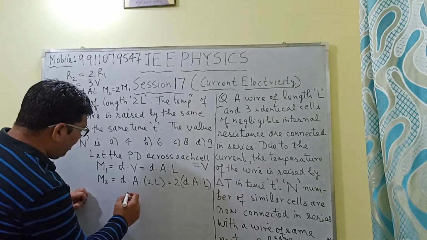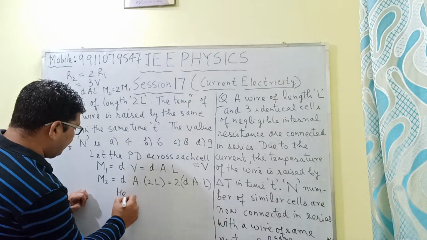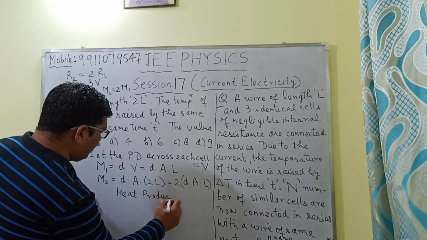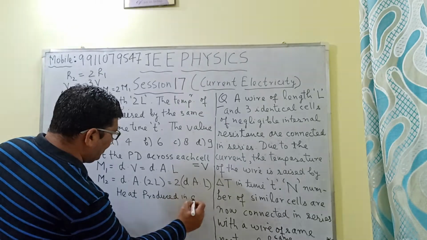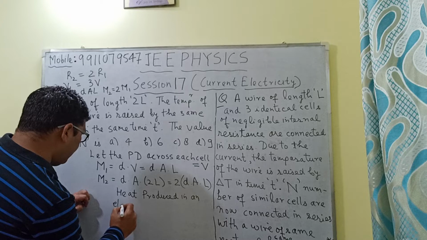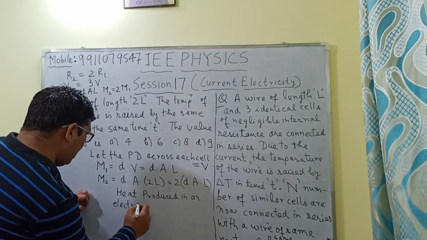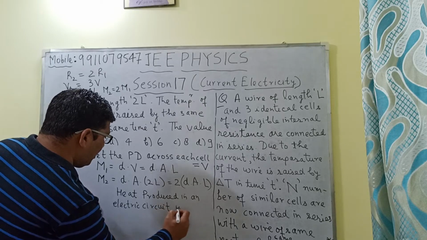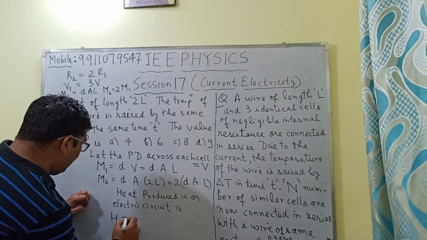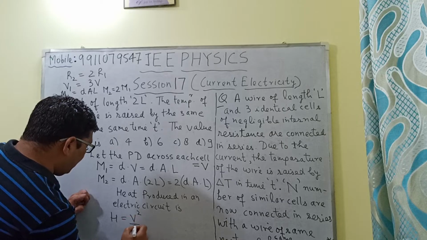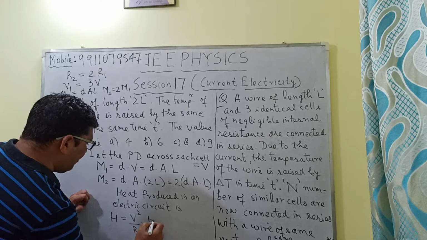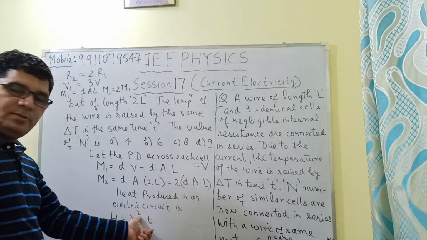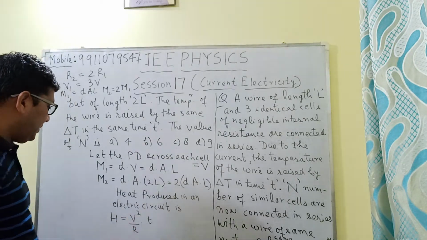Now, the heat produced in an electric circuit is given by H is equal to V square upon R into T, where T is the time, V is the potential difference, and R is the resistance.